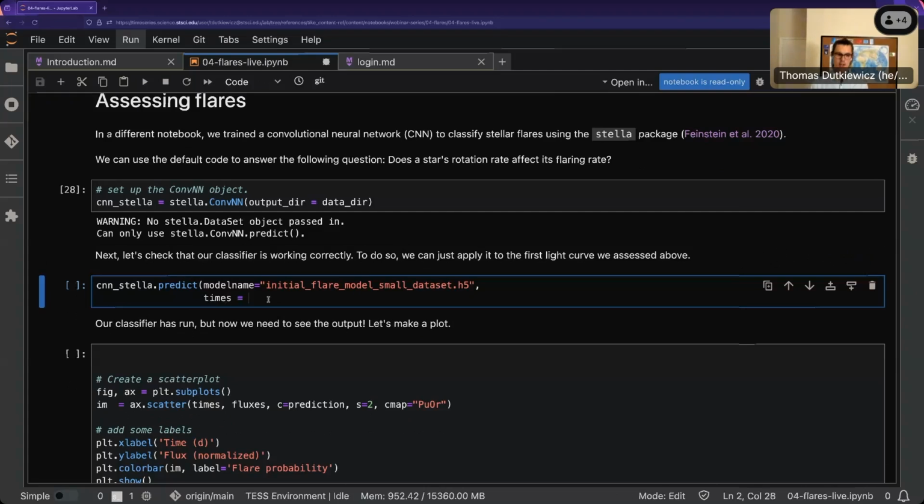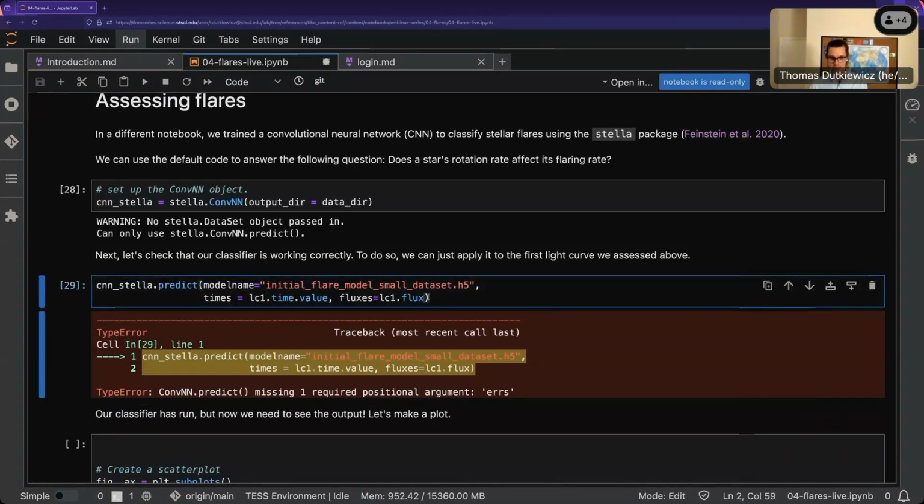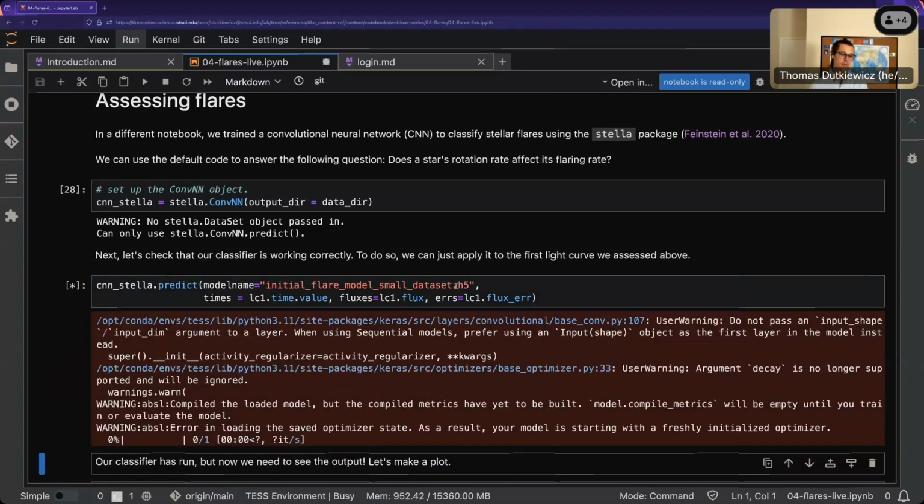So we'll say that our times is lc1.time.value, and then our fluxes is lc1.flux. You know, my notes say to put in the error here, but I know that the TESS error is actually not very good, and I wonder what happens if you run this without passing in the error. That's why my notes say this, because it demands it. Okay, errors is lc1.flux_error.